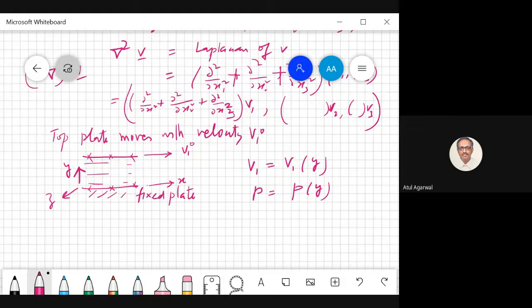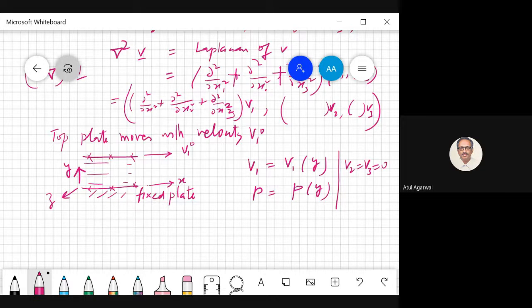Nothing is changing in x direction. You see, everywhere you have the same situation. Also, all other components of velocity are zero. Okay, so now we write the equation of motion.